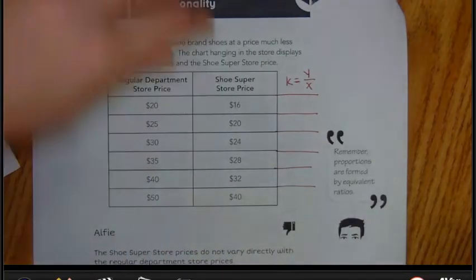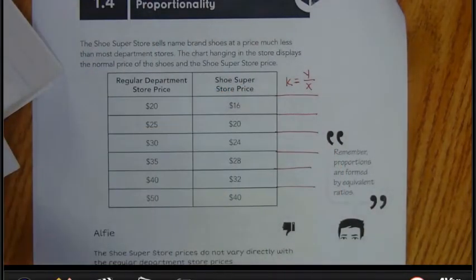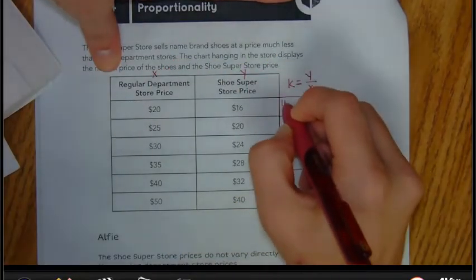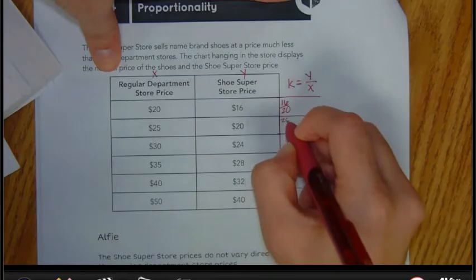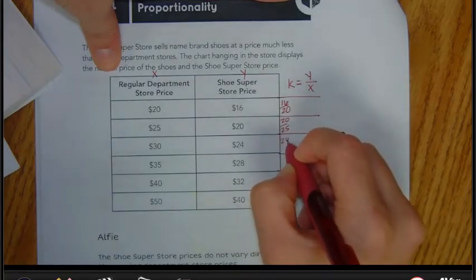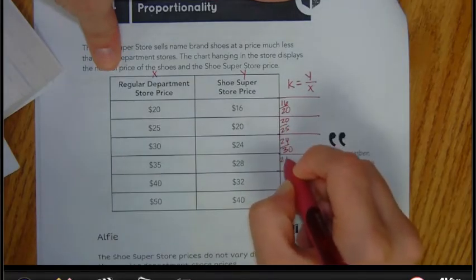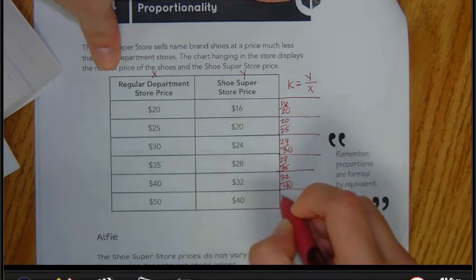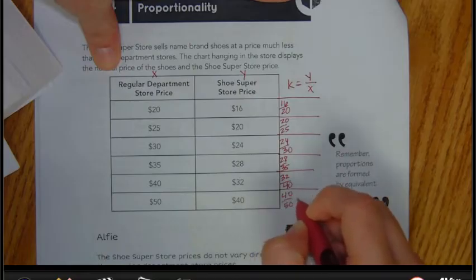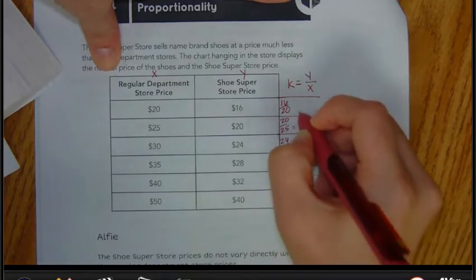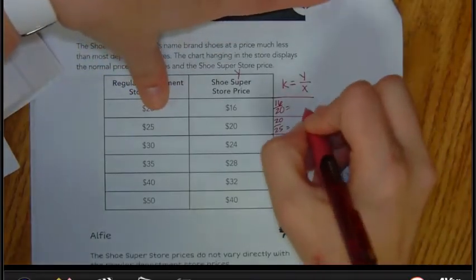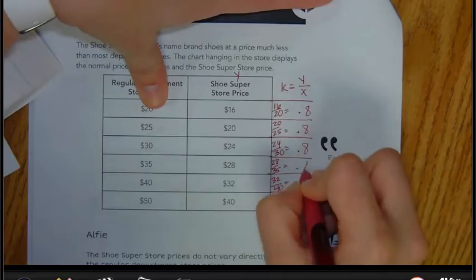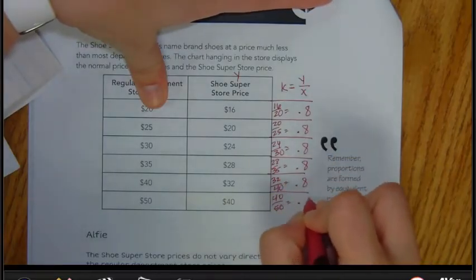Okay, so let's take a look here. We are going to say x is first and then y. So I'm going to have 16 over 20, 20 over 25, 24 over 30, 28 over 35, 32 over 40, and then 40 over 50. And I'm going to use my handy dandy calculator, and I'm going to see that this is 0.8, 0.8, 0.8, 0.8, 0.8, 0.8.